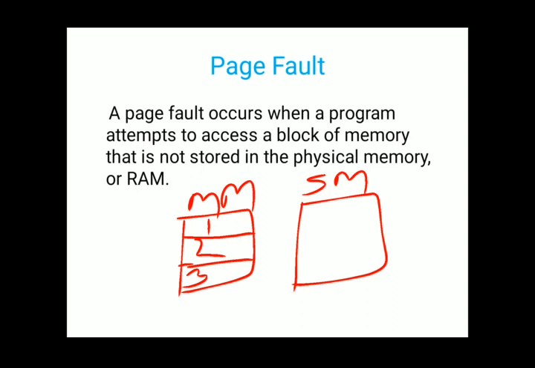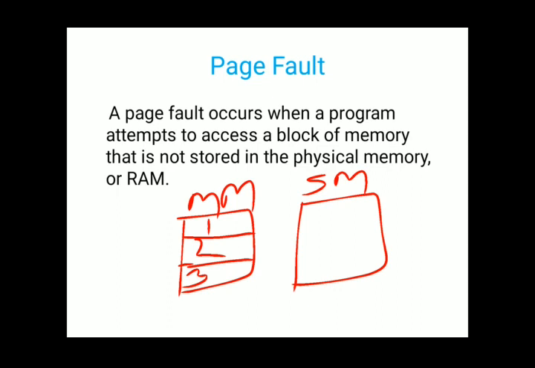Now a page fault will occur in the main memory, and we have some algorithms to solve this problem. This problem can be solved with the help of page replacement algorithms. We have many page replacement algorithms, like FIFO, first in first out, LRU, least recently used algorithm, and the optimal page replacement algorithm. We can use any one algorithm for page replacement.